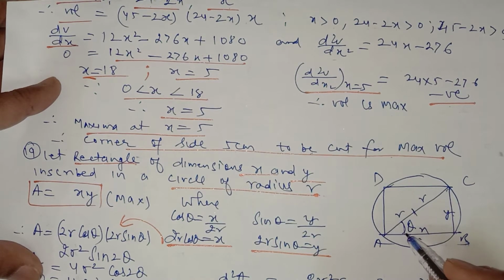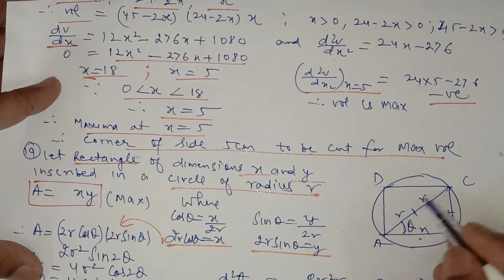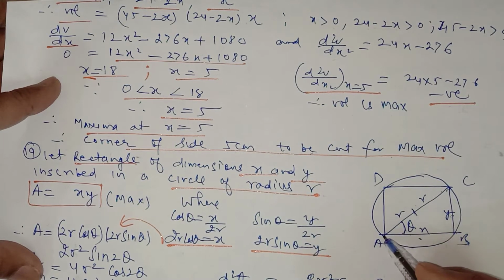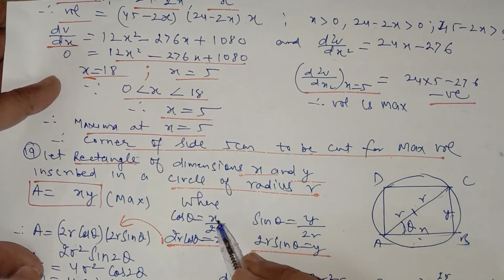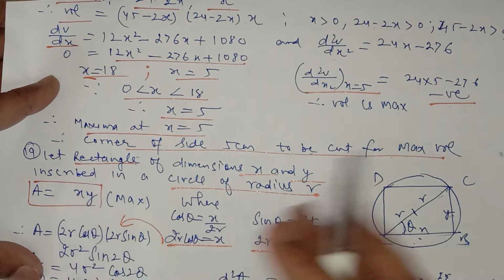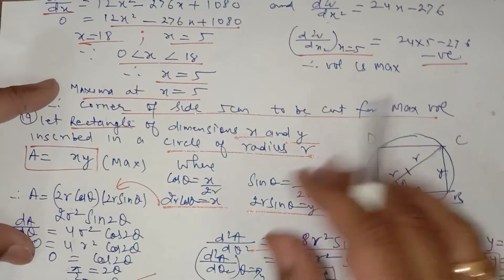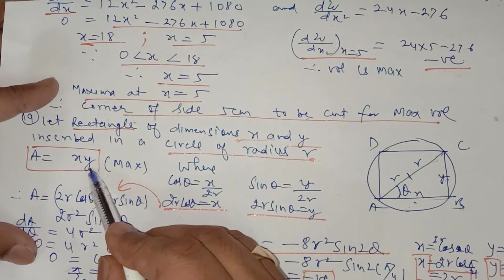Now using trigonometry, sine theta is equal to perpendicular upon hypotenuse, that is sine theta is equal to y upon 2r, and cos theta is equal to x upon 2r, base upon hypotenuse. From this you get the value of x as 2r cos theta and y as 2r sin theta. Put it in the area, because we have two variables, you have to eliminate one of the variables.